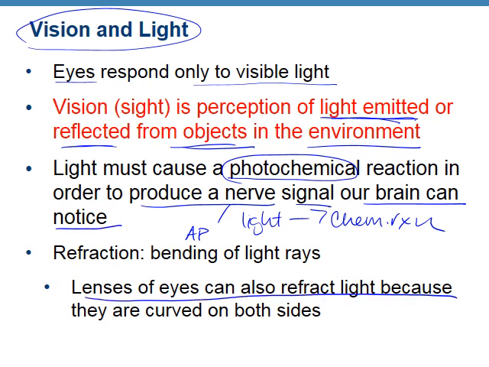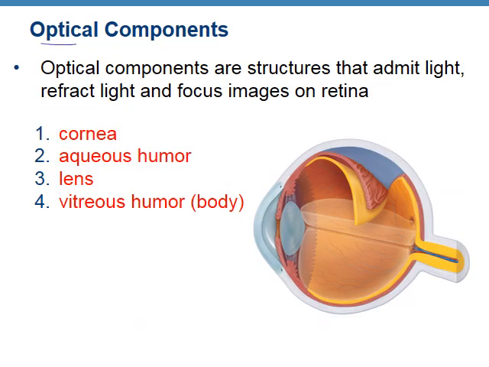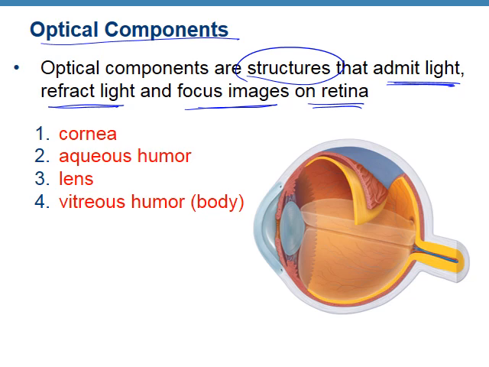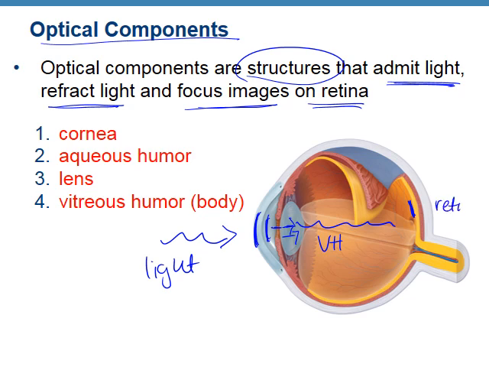The lenses of the eye can also refract light because they are curved on both sides. The optical components. These are the structures that transmit light, refract light, and focus the image on the retina. So again, light is coming in, right? It goes through the cornea, it goes through the aqueous humor, it goes through the pupil, and it refracts off of the lens, goes through the vitreous humor, so this is vitreous humor, and the light goes all the way back here to the retina.